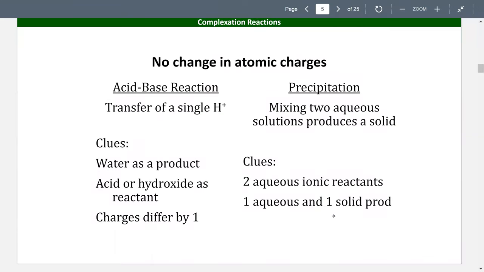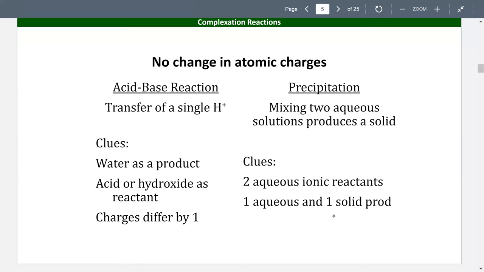Precipitation reactions are actually pretty easy to recognize too once you get the hang of it. Because remember, those are the ones where you made a solid by mixing together two solutions. And basically, at this point, we're only going to talk about them as ionic reactions. So if you have two aqueous ionic compounds that are going to get mixed together, and you have all the same ions on the other side, but one of those pairs is the solid, that's a precipitation reaction.